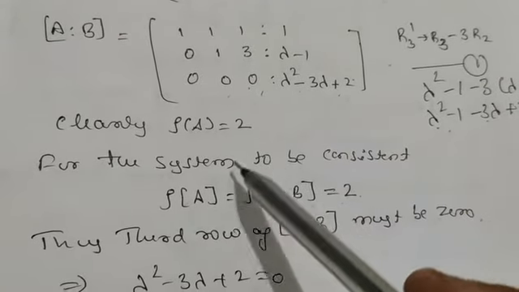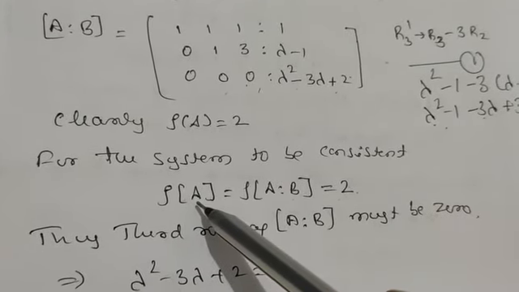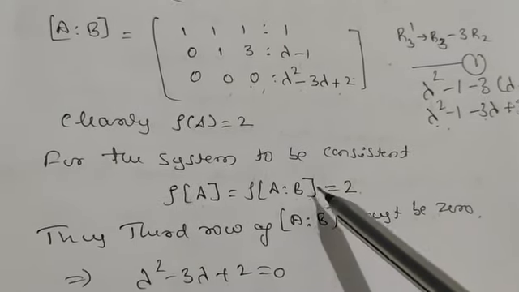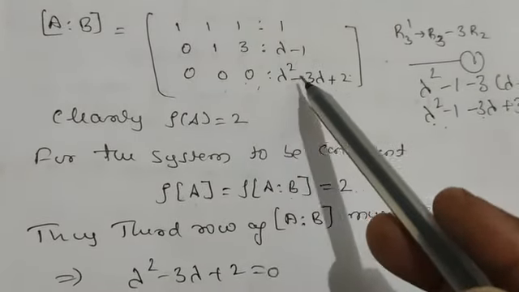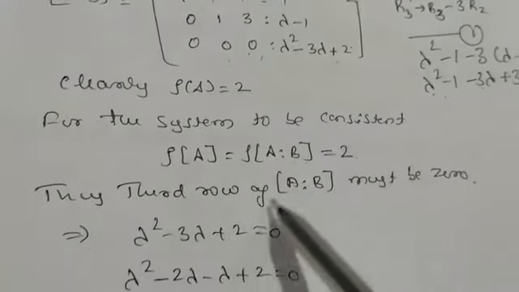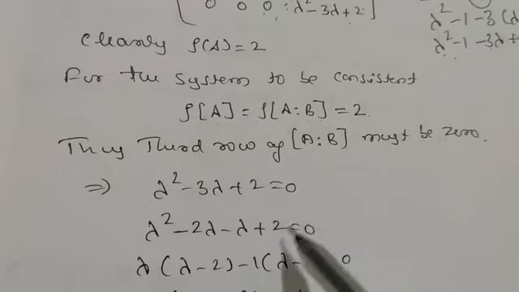Then only it has a solution. Because consistent means rank of A is equal to rank of AB. Then only it has a solution. So rank of A is 2 we have here. So rank of AB must also be equal to 2. Therefore this must be 0 here: lambda square minus 3 lambda plus 2 is equal to 0.